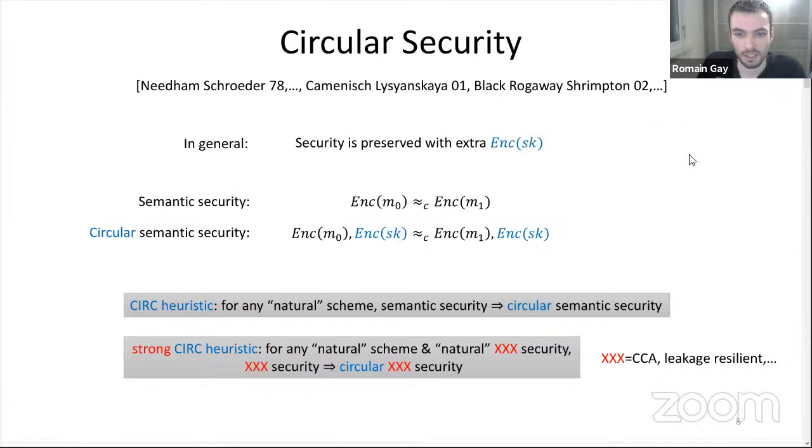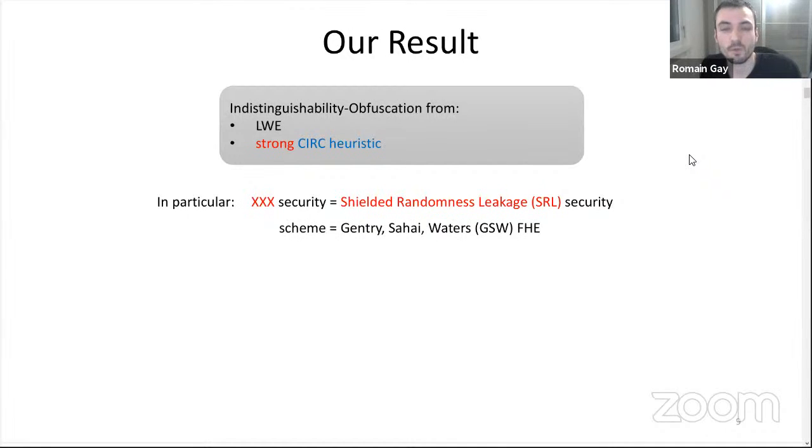All right. So now let me rephrase our result a little bit more precisely. We build IO from LWE and a strong heuristic assumption with respect to a new security notion we introduce, which is referred to as shielded randomness leakage, SRL security. So roughly speaking, the adversary that tries to break this security will receive some information, some leakage on the randomness used to encrypt the message. This randomness will be protected by something we call a shield. So I will be more specific later. And then it's with respect to a scheme that is well known, that is the Gentry, Sahai, and Waters FHE scheme.